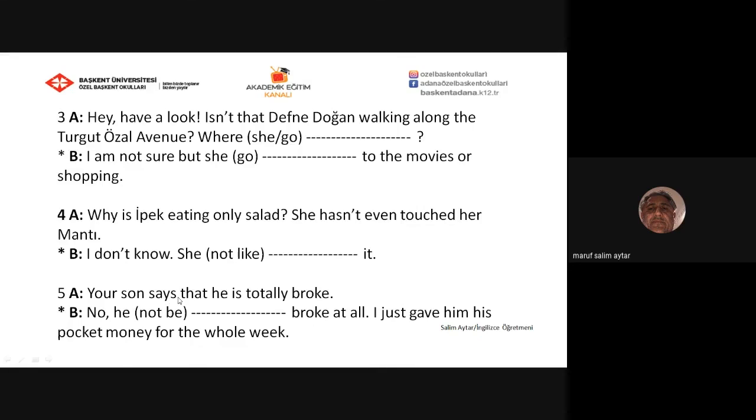Your son says that he is totally broke, that he doesn't have any money at all. No, blah, blah, blah. Because the father here says, I just gave him his pocket money for the whole week. So, another maybe strong deduction, huh? Let's see the answers.